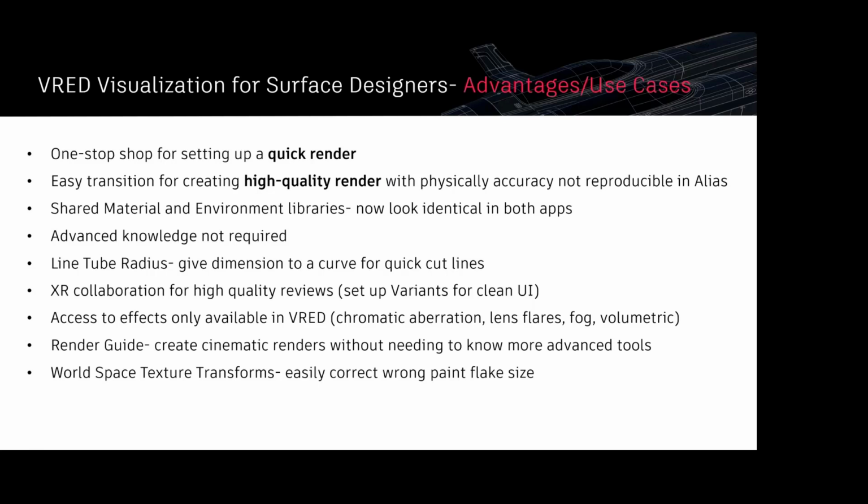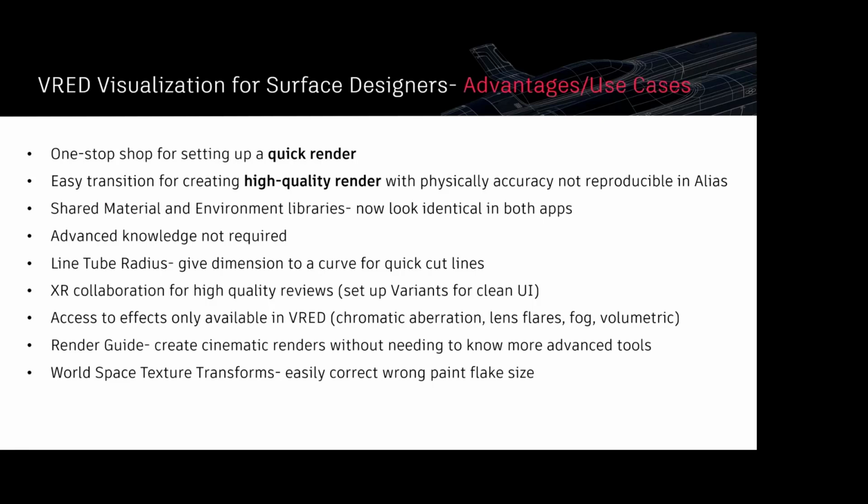Of course, VR and XR reviews work with variants and everything as usual. And then there are some effects like the fog, lens flares, chromatic aberration, and volumetric rendering. I don't know if you have had a chance to play with that, but there's a lot more you can do to create emotional renders in VRED that you can't do as well in Alias. There's the render guide, which we went over. It sounds like you might be excited to use that.